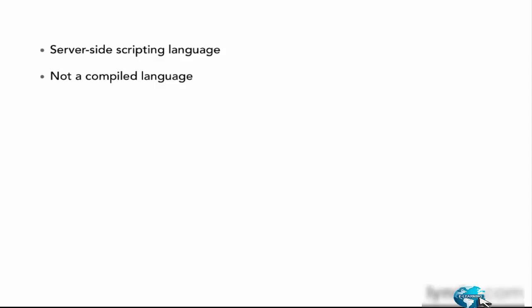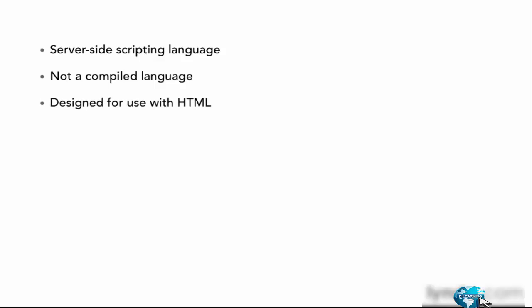PHP code does not need to be compiled. It's executed by the web server exactly as it's written. Other programming languages, such as C or Java, require the code to be compiled or translated into another form before it can be used. We'll be able to just write our PHP, put it where our web server can find it, and then we can load up the web page and see the results.